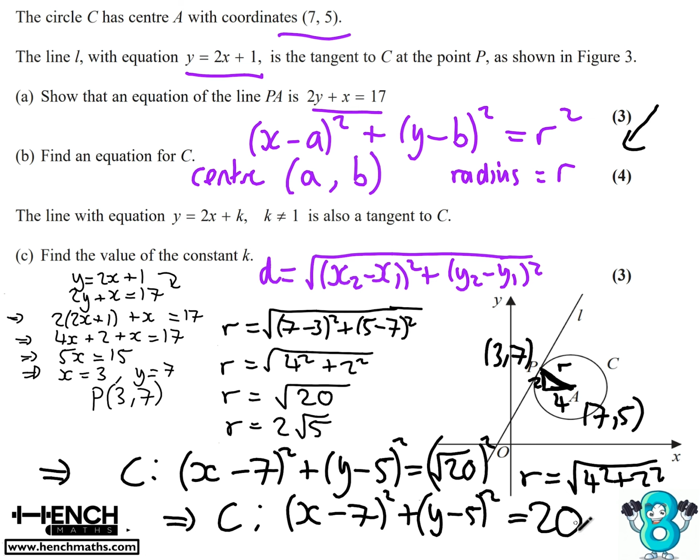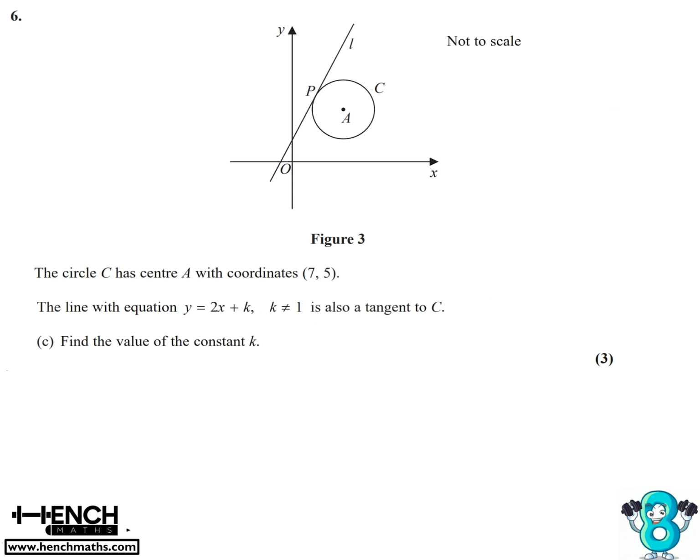So this implies that the equation for c is x subtract 7 squared plus y subtract 5 squared equals 20. In part C, it says that the line with equation 2x plus k, where k is not equal to 1, is also a tangent to our circle. Find k. So remember in part B we worked out that P is 3, 7, and we know that A is 7, 5. And we know that the tangent here is already 2x plus 1. And that's why we know that k isn't 1, because that would be the same as this one.